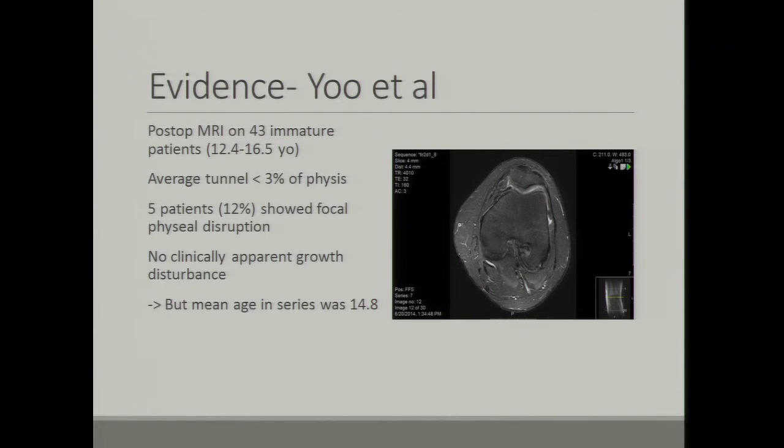But they did show in this study 5 patients with MRI findings of focal physeal injury, so a small bar across the growth plate. And despite that, they didn't show a clinically apparent growth disturbance. But again, that was an older patient population with little growth remaining.